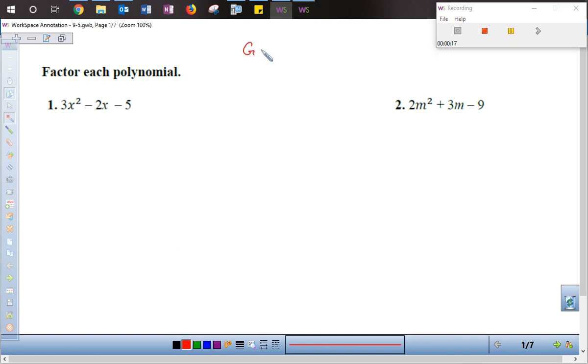Now if you remember, the first thing that you need to look for on your factoring cheat sheet is a greatest common factor. So if I look at 3, 2, and 5, they are all prime, so there's no greatest common factor that goes into them. Then x squared, x, and no variable, so I can't take out a variable either.